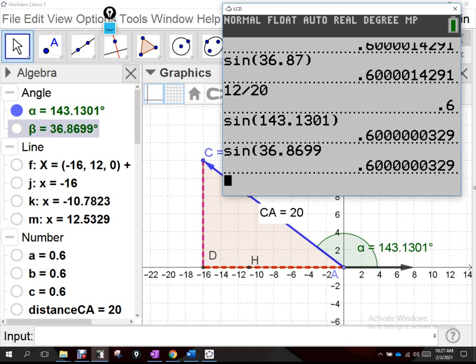So that's the only reason that you're not seeing the 0.6, just a little bit of rounding error. But the idea here is that the sine of 143.13 can be established through using the sine of 36.87, using the sine essentially of its supplement. Does that make sense?